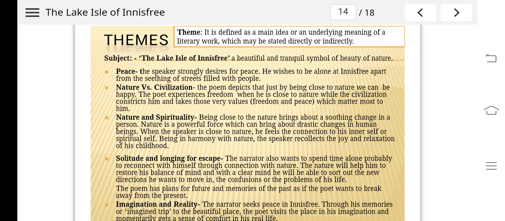Peace. The speaker strongly desires peace. That's why he wants to go to the Lake Isle of Innisfree. He wishes to be alone at Innisfree, apart from the seething of streets filled with people.